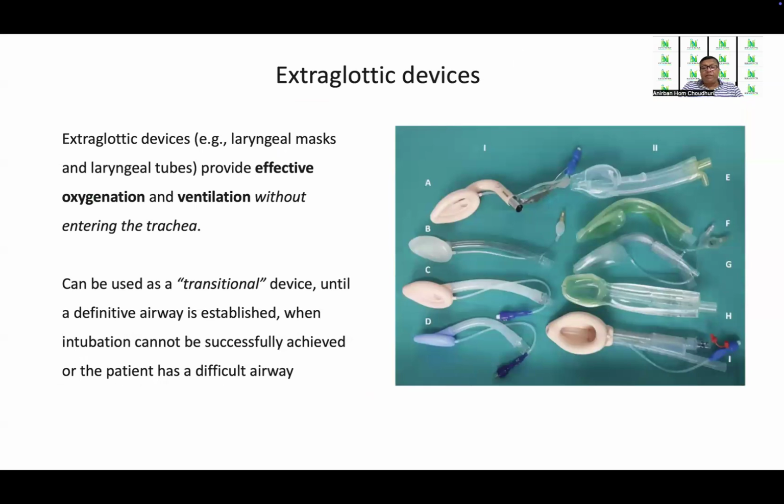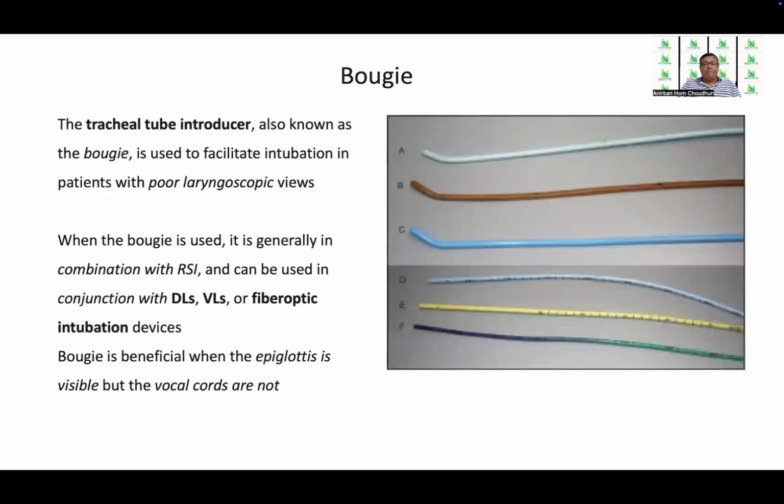If, however, we fail, then there are extraglottic devices which should be used during the emergency airway management. Mostly they're laryngeal masks and laryngeal tubes, which provide effective oxygenation and ventilation without entering the trachea. They can also be used as a transitional device until a definitive airway is established when intubation cannot be successfully achieved or the patient has a difficult airway.